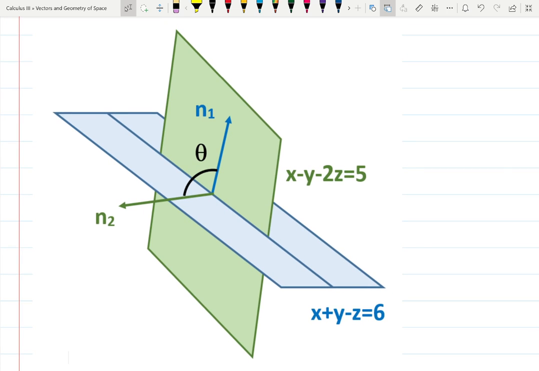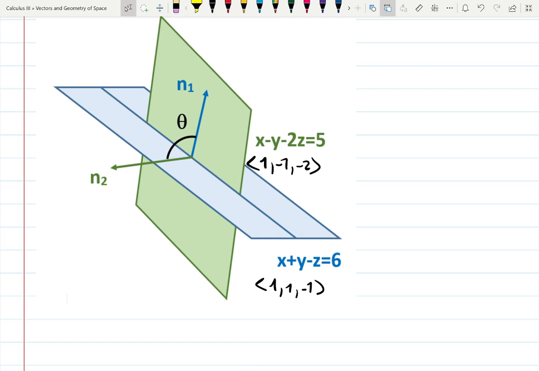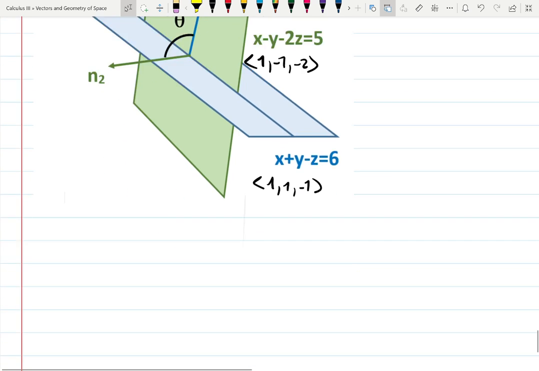And to find this is pretty straightforward because it's 1, 1 minus 1, right, over here. 1 minus 1 and minus 2 over here. And then you find the angle between these two. This is going to be on the quiz right now. How to find the angle.